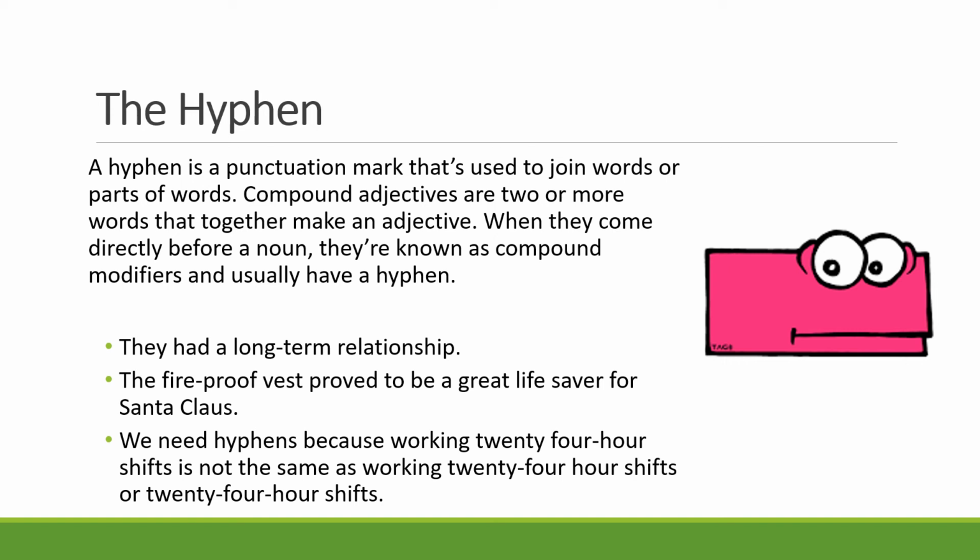So they had a long-term relationship. So relationship is the noun, it's the thing, and long-term is an adjective that describes it. Now, long is a word on its own, and term is a word on its own. And they mean two different things. But when you join them together with a hyphen, they create something specific. They had a long-term relationship. Let's look at the next one.